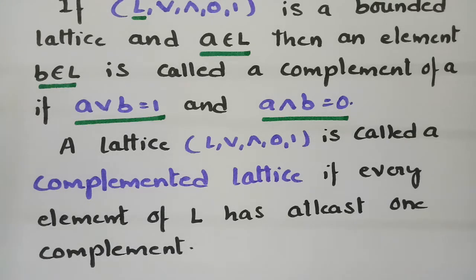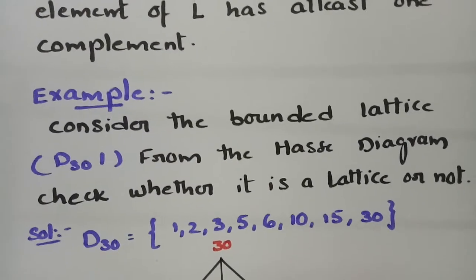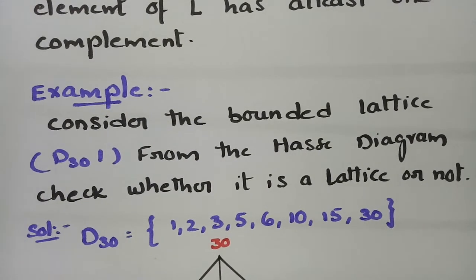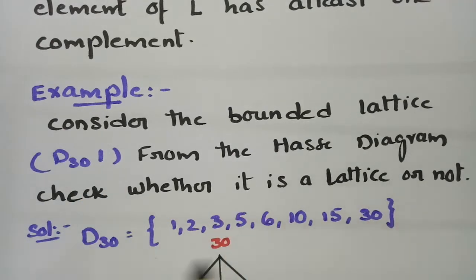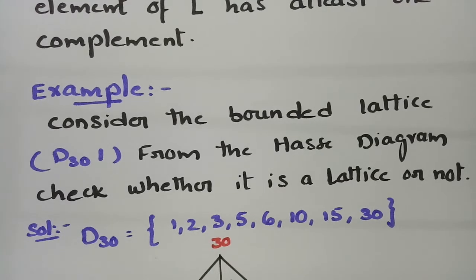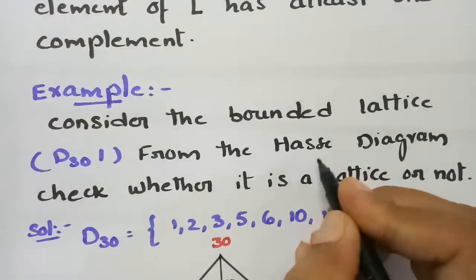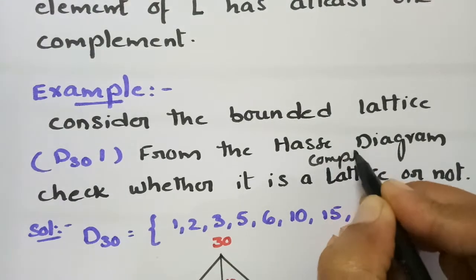Using this definition of a complemented lattice, I am going to solve an example here. Consider the bounded lattice D30, where the relation is divisibility, from the Hasse diagram. We have to check whether it is a complemented lattice or not.